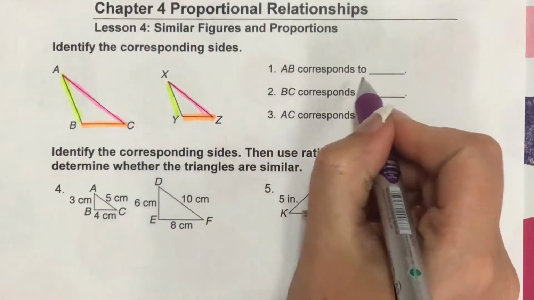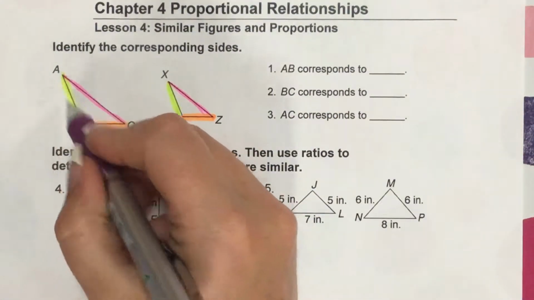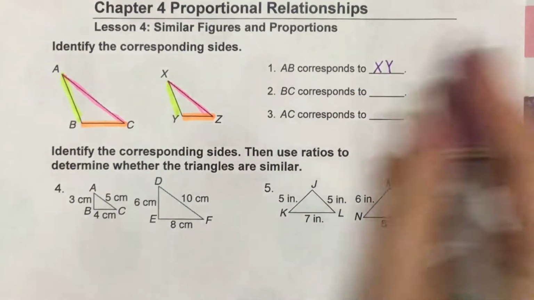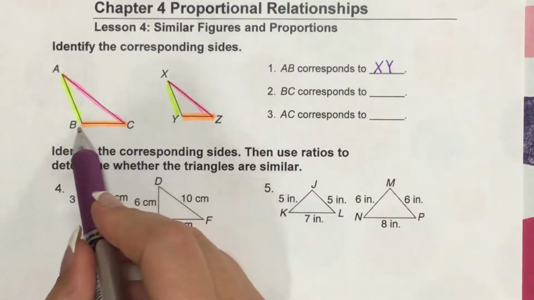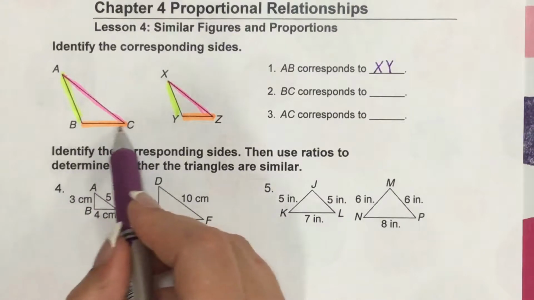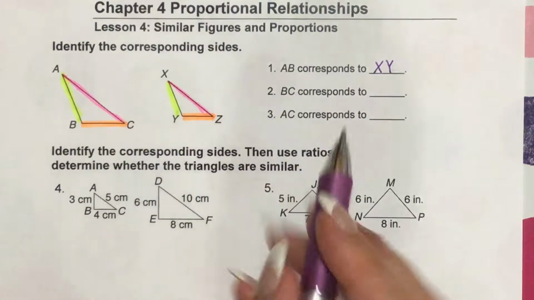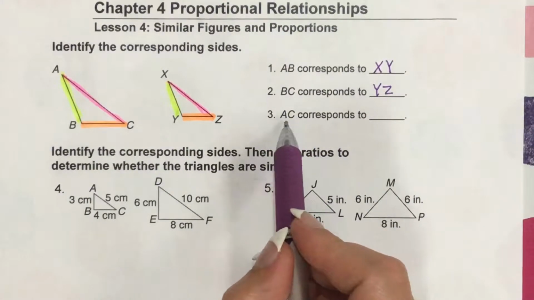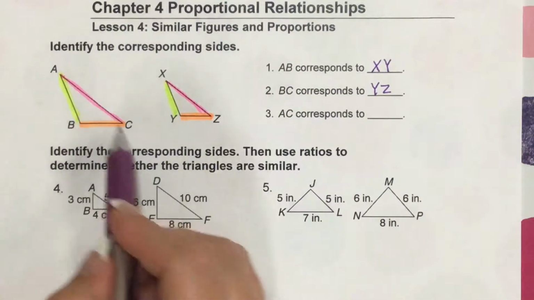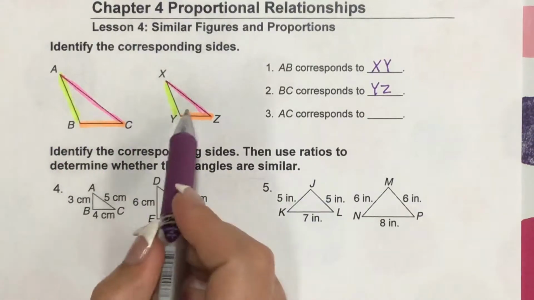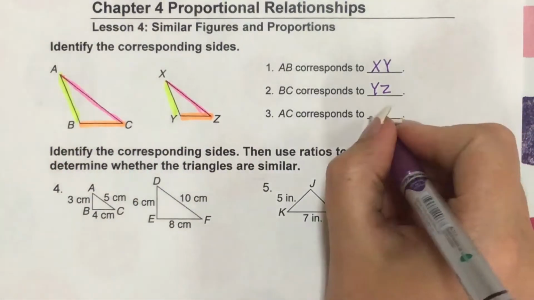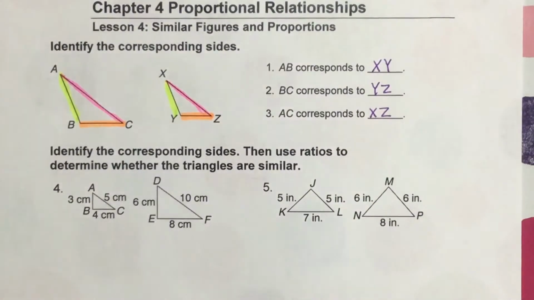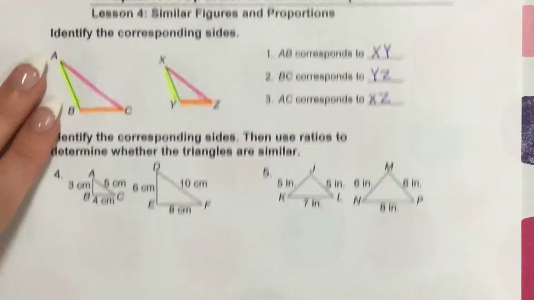It says AB corresponds to, so this is the middle side, AB corresponds to XY. Number 2, BC corresponds to, this is the smallest side, it corresponds to the smallest side over here, which would be YZ. And then finally, number 3, AC, the biggest side, corresponds to the biggest side over here, XZ. All right? So there we go. That's how you do that problem.